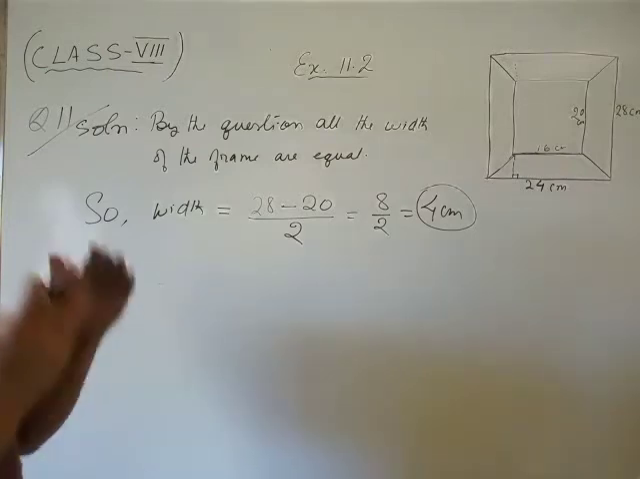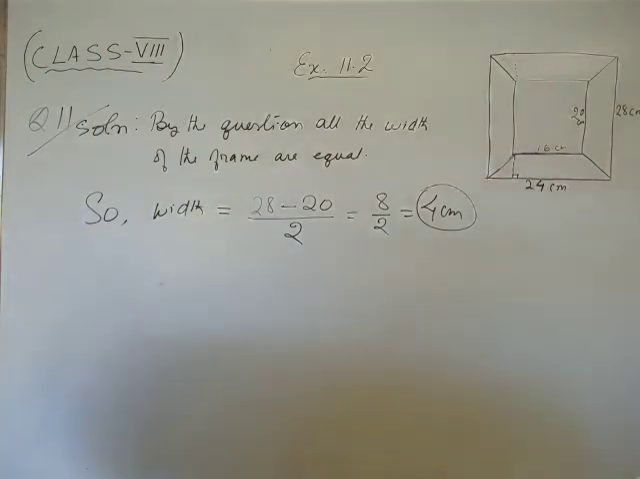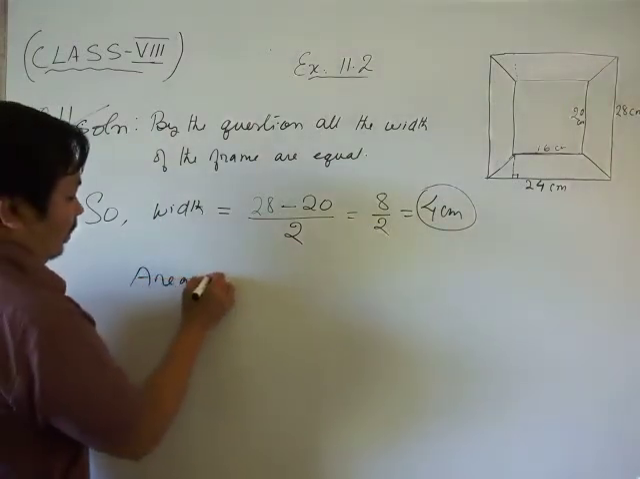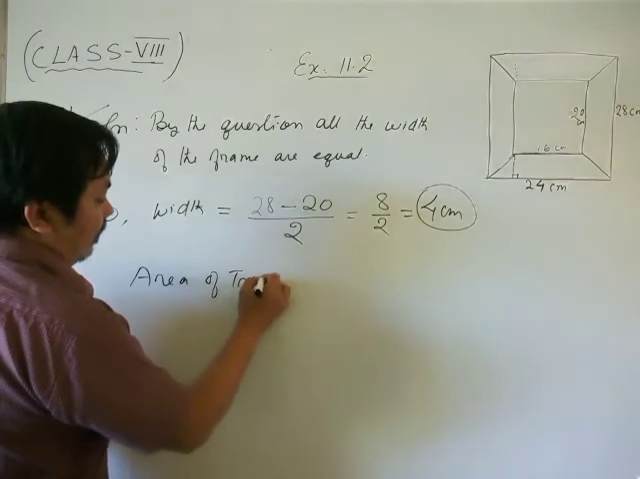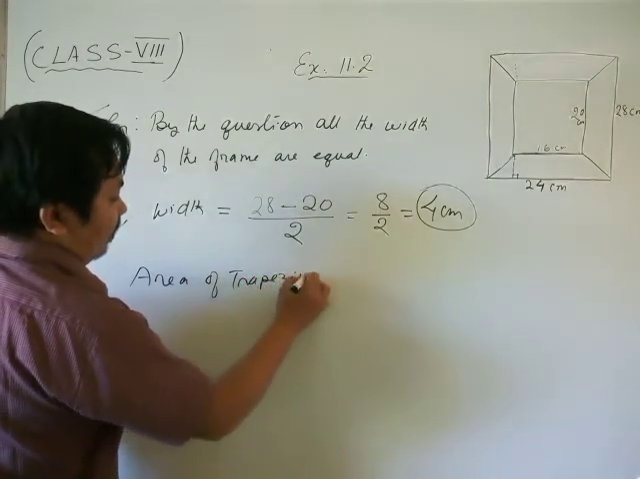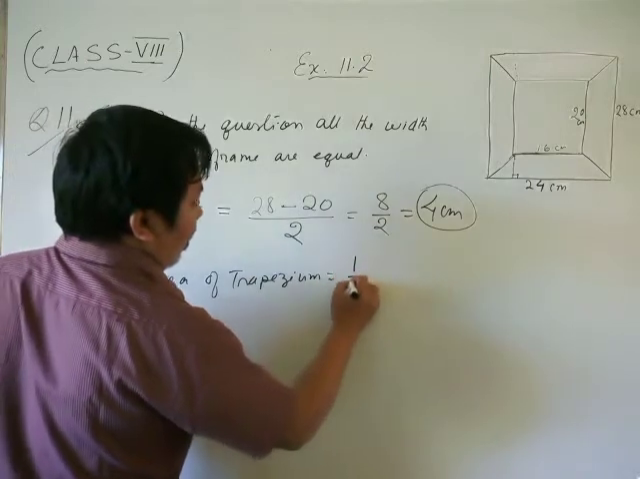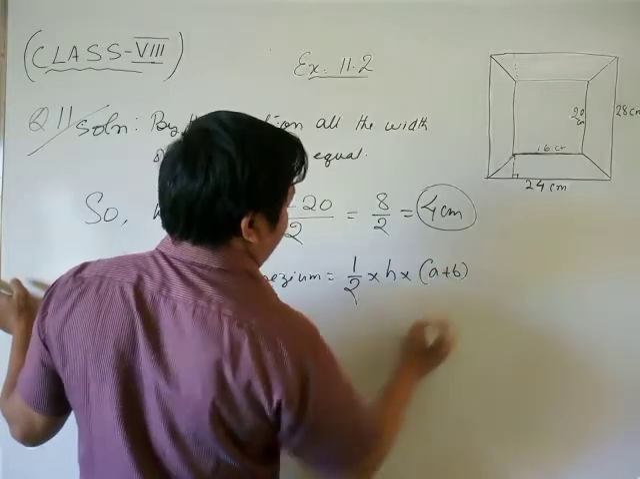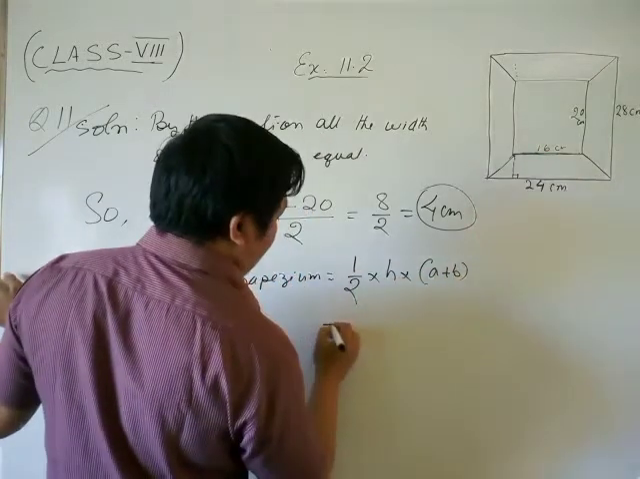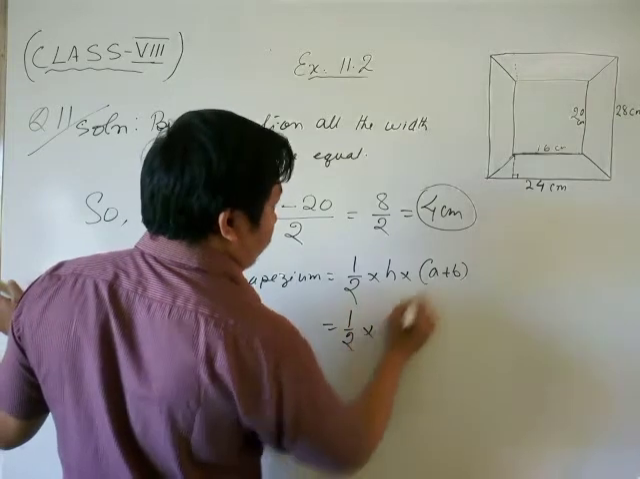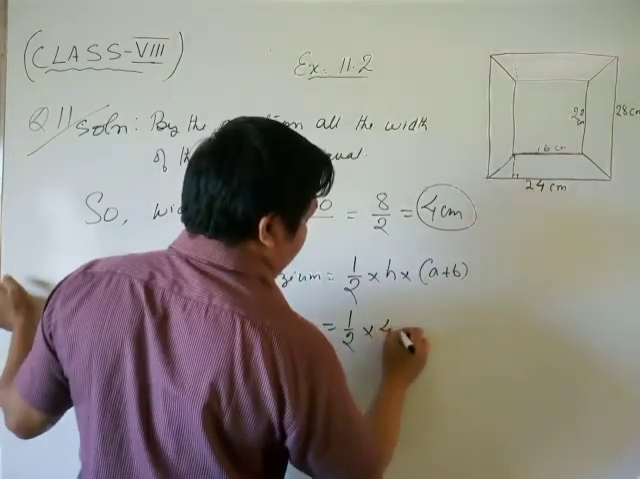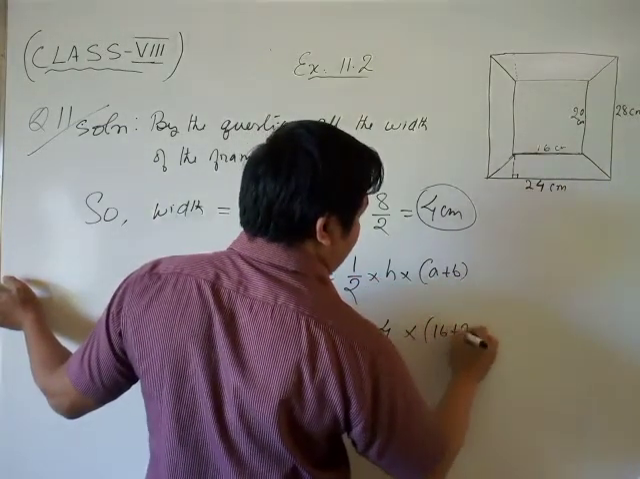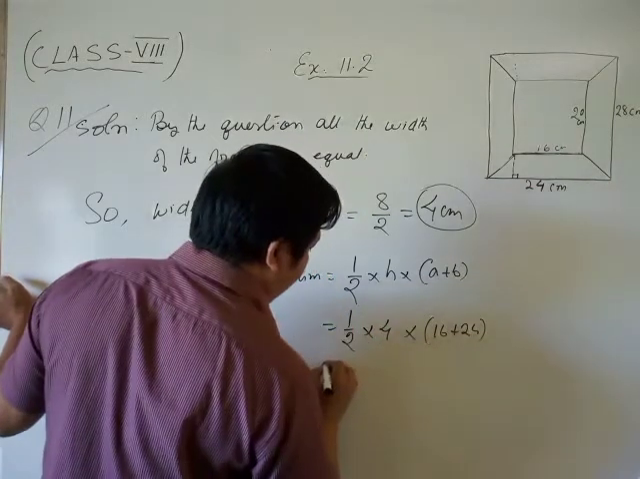Let's say trapezium. Okay. So now we know that the area of a trapezium is equal to half into height into A plus B. In the first case, that means half into, what is the height? Height is 4, isn't it? Into A plus B. Here A plus B will be 16 plus 24, isn't it? And how much do we get here?